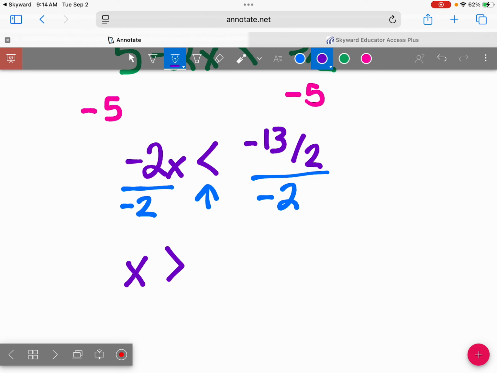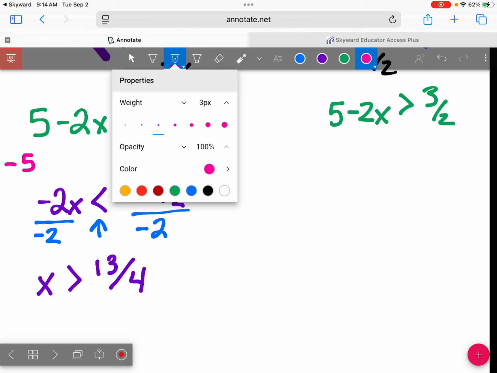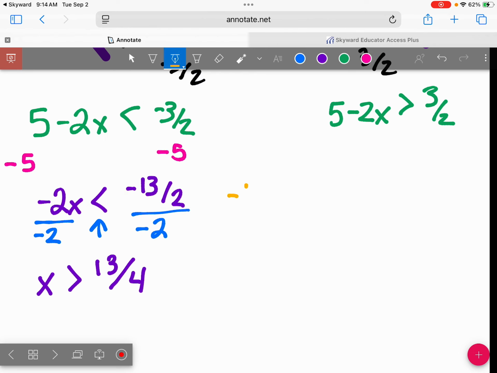Yep, I heard it. 13/4. You can also think of this as, I'm just going to switch colors here, our -13/2 times 1/2. Divide by 2 is the same thing as times 1/2. If that helps, think of it that way, and that's sometimes a little easier to come across with our 13/4.